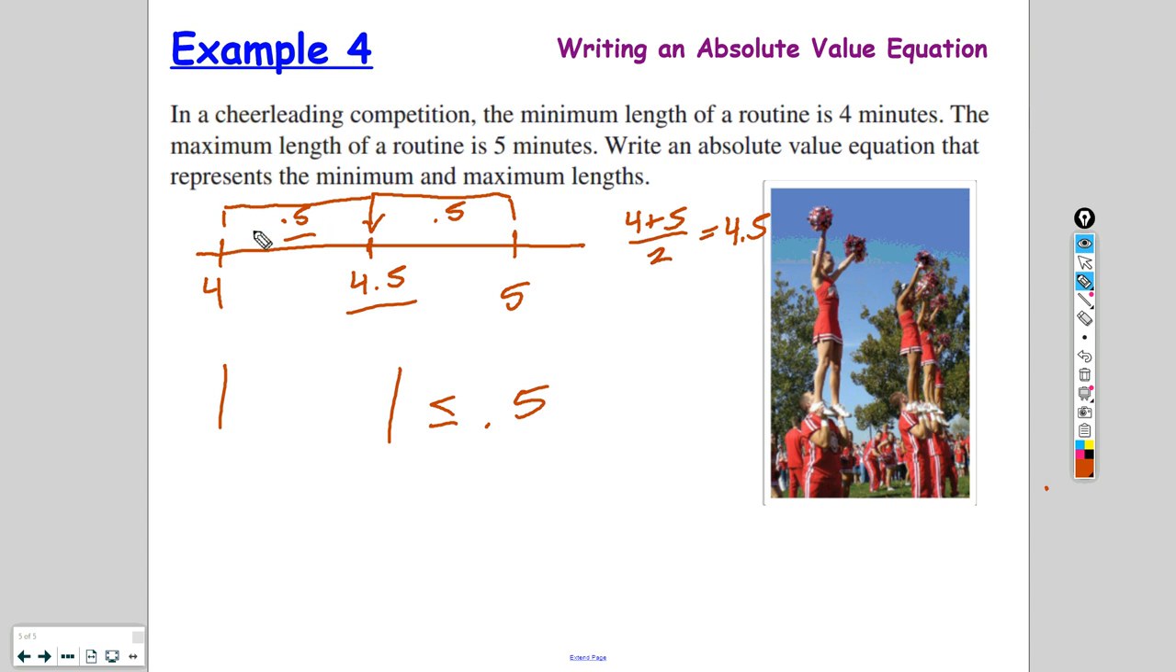All right, 4 minutes is a half a minute away from 4.5. 5 minutes is a half a minute away from 4.5 also. So whatever our routine is, and we could just call it x, its difference from 4.5, that middle point, has to be less than or equal to 0.5. All right, so the absolute value of this expression has to be less than or equal to 0.5. All right, so important things is just the middle value and then that distance, and we could set up an absolute value equation.